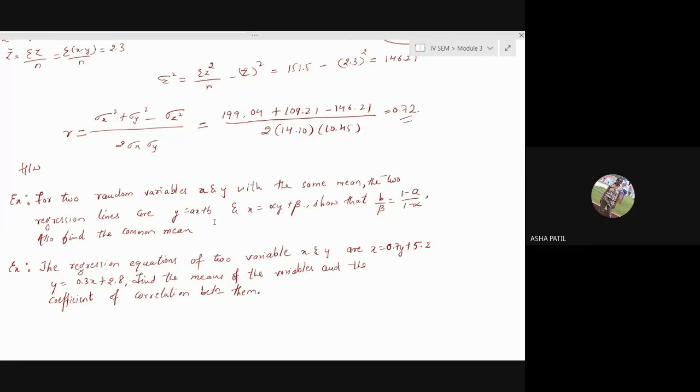I don't think you'll be getting any problem in getting the common mean. To solve, either put y as x bar or y bar as x bar or x bar as y bar, then try to solve the equations. Try to get the value of x bar. At least try. Let me see in the next class. Okay.